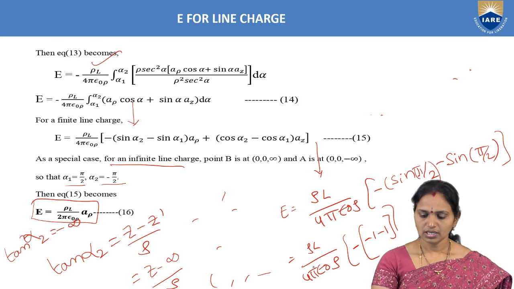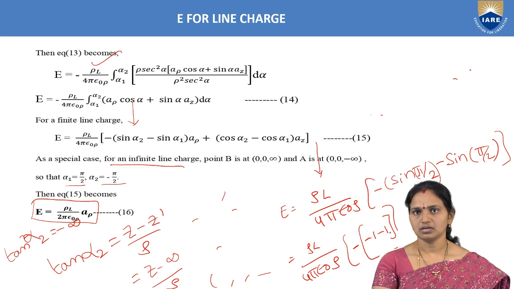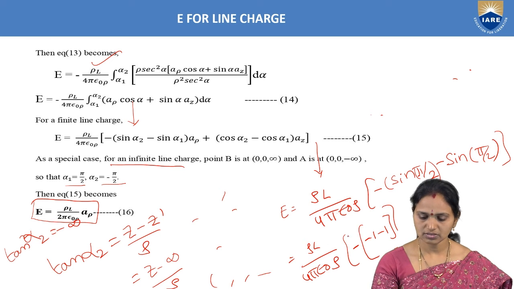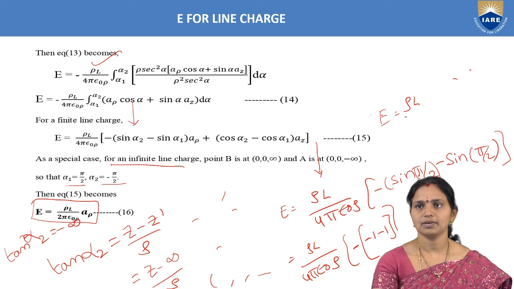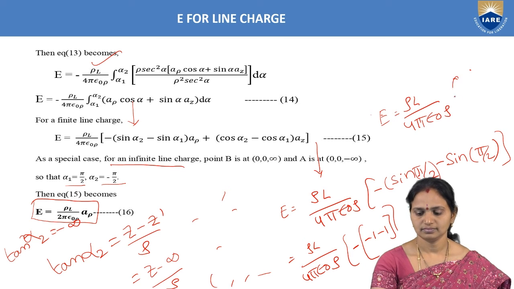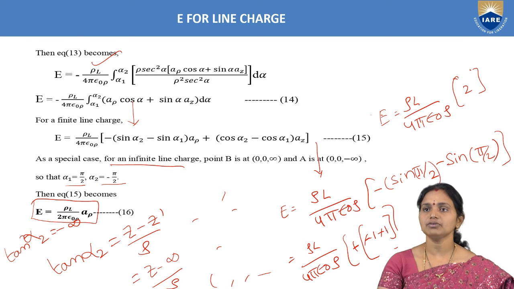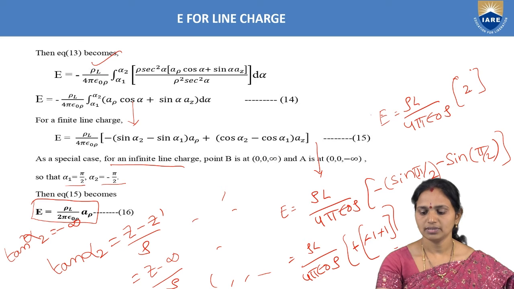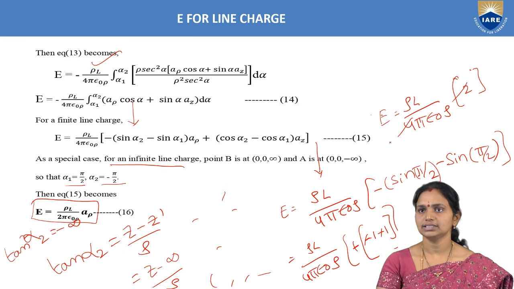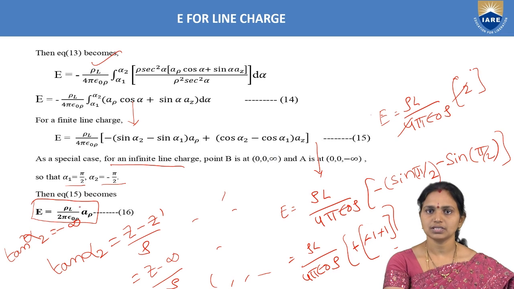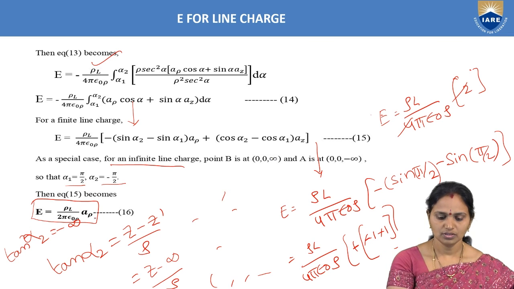So totally how? Minus 1 minus 1. Minus 1 minus 1, or if we take minus common, then this will become E equal to rho L by 4 pi epsilon naught rho into 2. By taking this minus common, 1 plus 1, this is 2. So then by dividing this denominator term, we will get E as rho L by 2 pi epsilon naught rho into A rho.